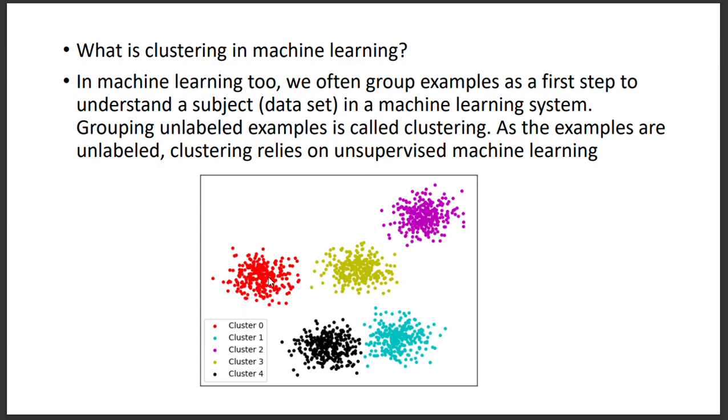Here is the cluster. As we discussed previously, some dogs and cats and some apples and oranges, it is a classification. Sorry, here we have some red points, some green points, some pink points, some black points, and some blue points. It's a cluster: cluster 0, cluster 1, cluster 2, cluster 3, cluster 4. It is a class of unsupervised learning.